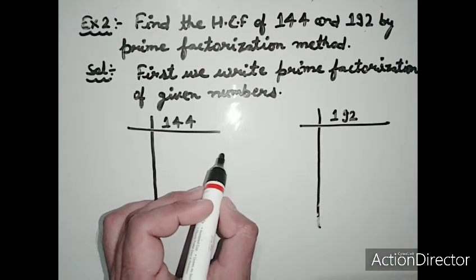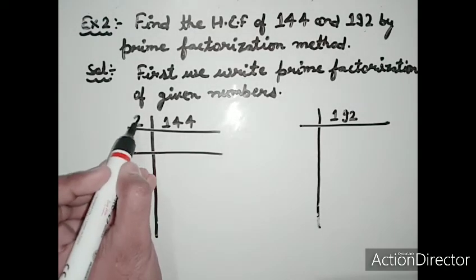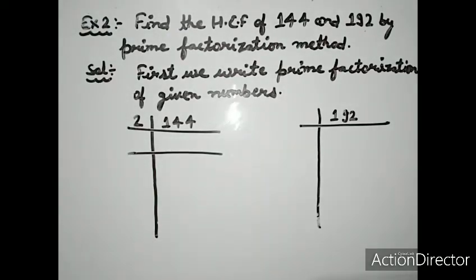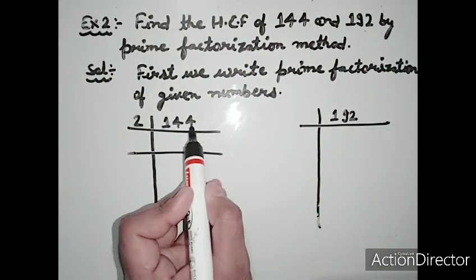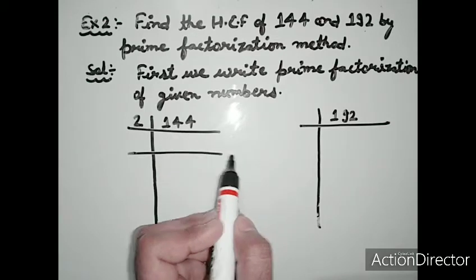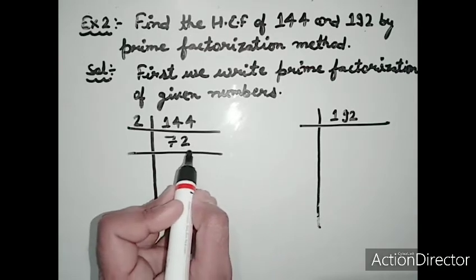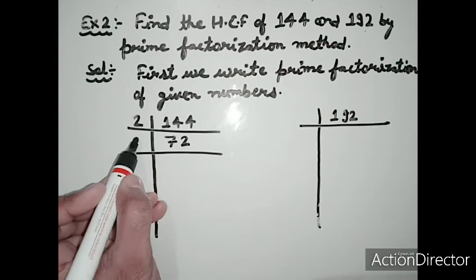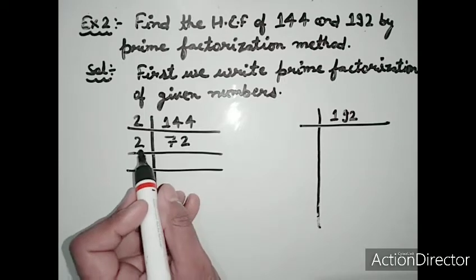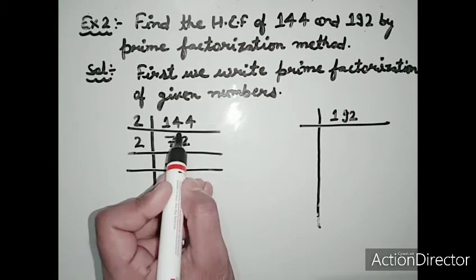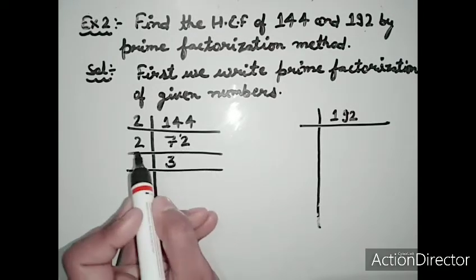Now first we start from 144. So here we divide 144 by 2 because 144 is divisible by 2, and you all know the rule of divisibility, rule of 2. If the last digit is divisible by 2, the whole number is divisible by 2. So here 2 sevens are 14 and 2 twos are 4. Now 72 again divisible by 2. So 72 divided by 2. 2 threes are 6, and here 1 is left, so this number forms 12. 2 sixes are 12.